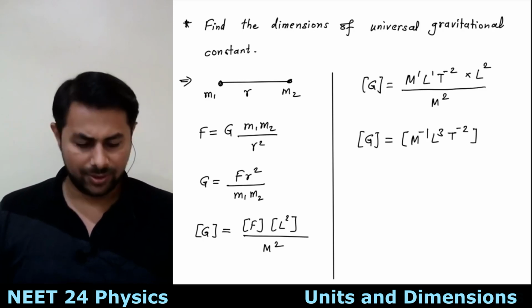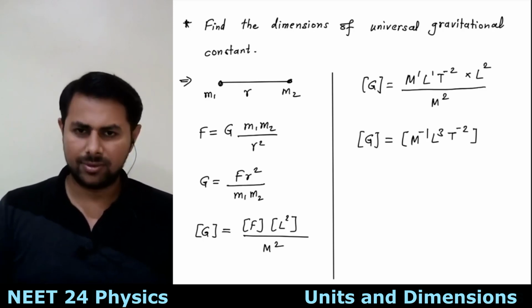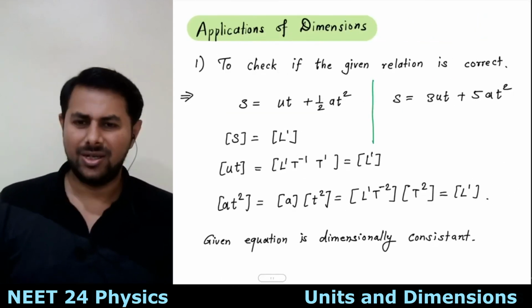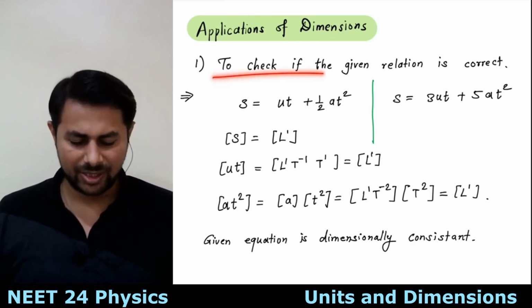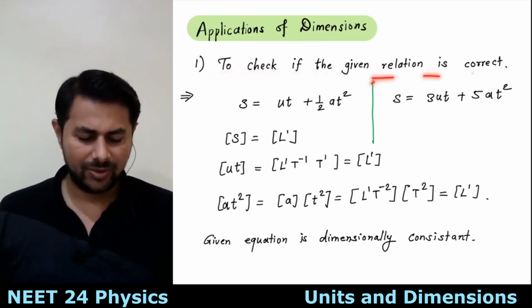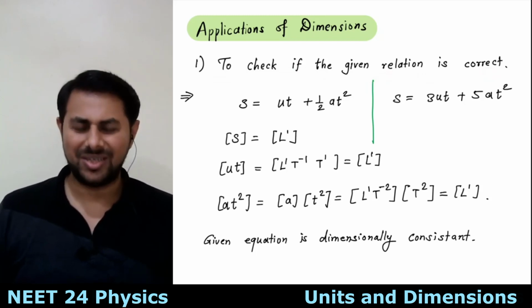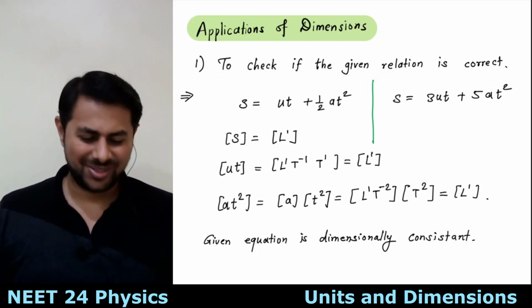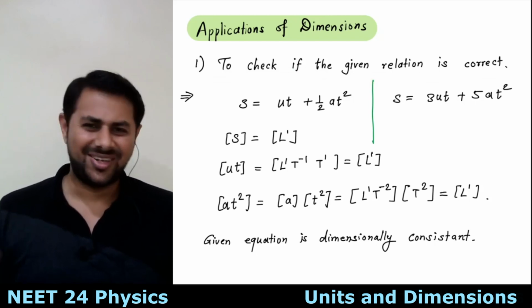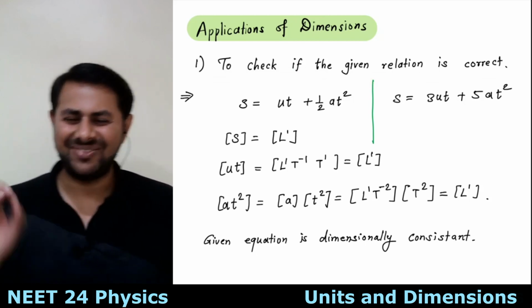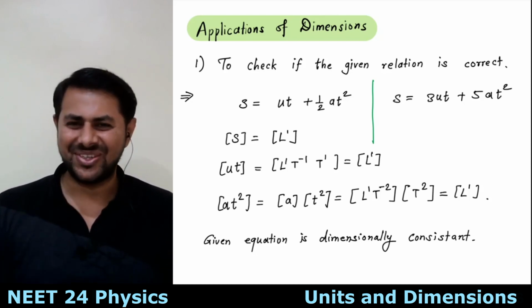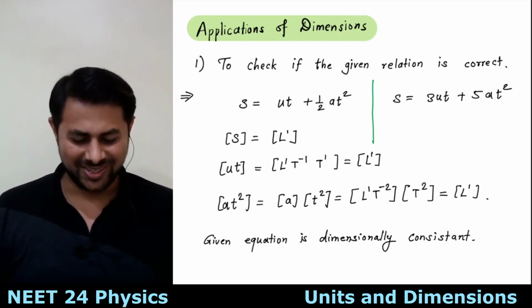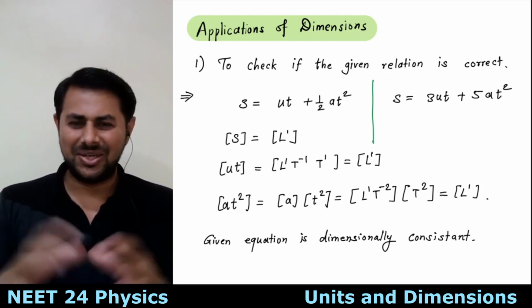Okay, good, very good. All right, so now that we know how to find out dimensions, let's see applications of dimensions. What are applications of dimensions? So first application is to check if the given relation is correct. So not only given relation, suppose someday you are so much interested in physics that, this should not happen, I'm just saying it, you leave your medical field, start studying physics, and not just that, you come up with some discovery like Newton.